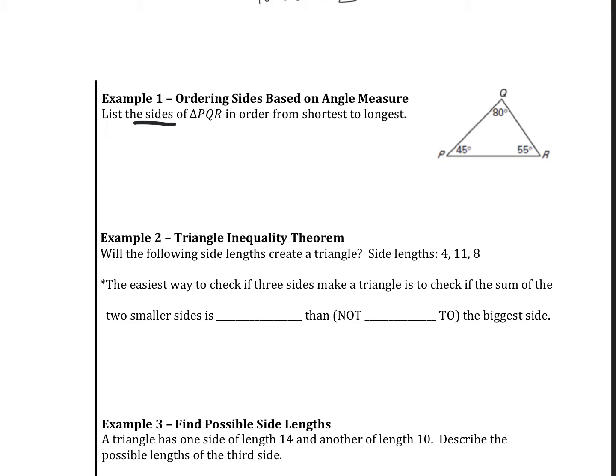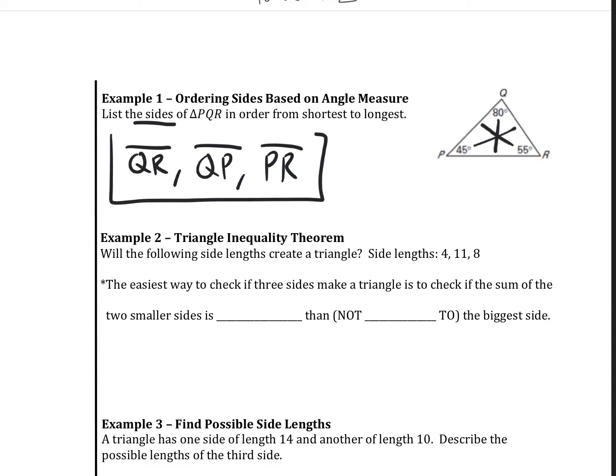So what do you think? Which side is going to be the shortest? Hopefully you said QR because QR is across from 45 and that's the smallest angle. So the shortest side is going to be QR. What's the next biggest angle? It's 55. And 55 is across from what? From QP. So QP is the next biggest side. And what's the largest side? Well, the largest angle is 80. So PR is across from 80. So that's going to be the answer.